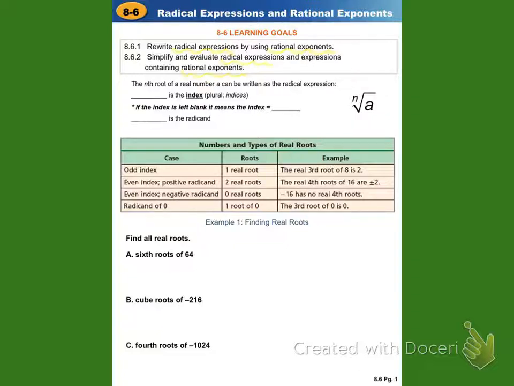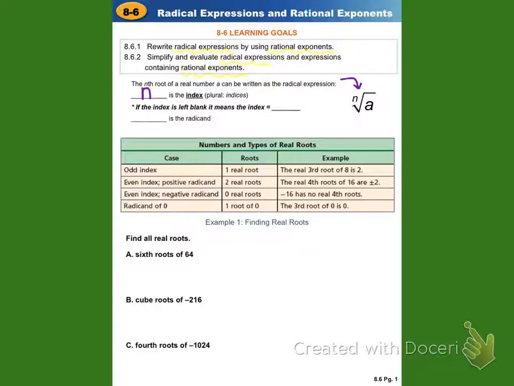So the nth root of a real number can be written as the expression here, the nth root of a, where n actually indicates the index. So if there's not an index, that's implied that it's 2. And if it's 3, then that means it's cube root. If it's 4, then it's 4th root. If it's 5, then they're taking the 5th root.